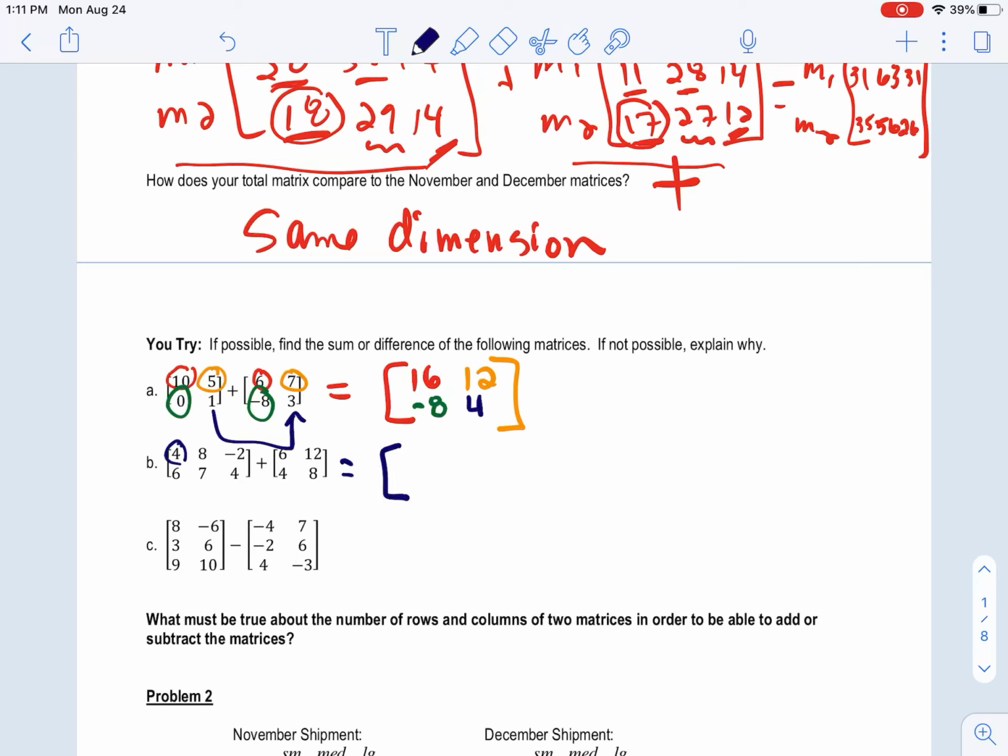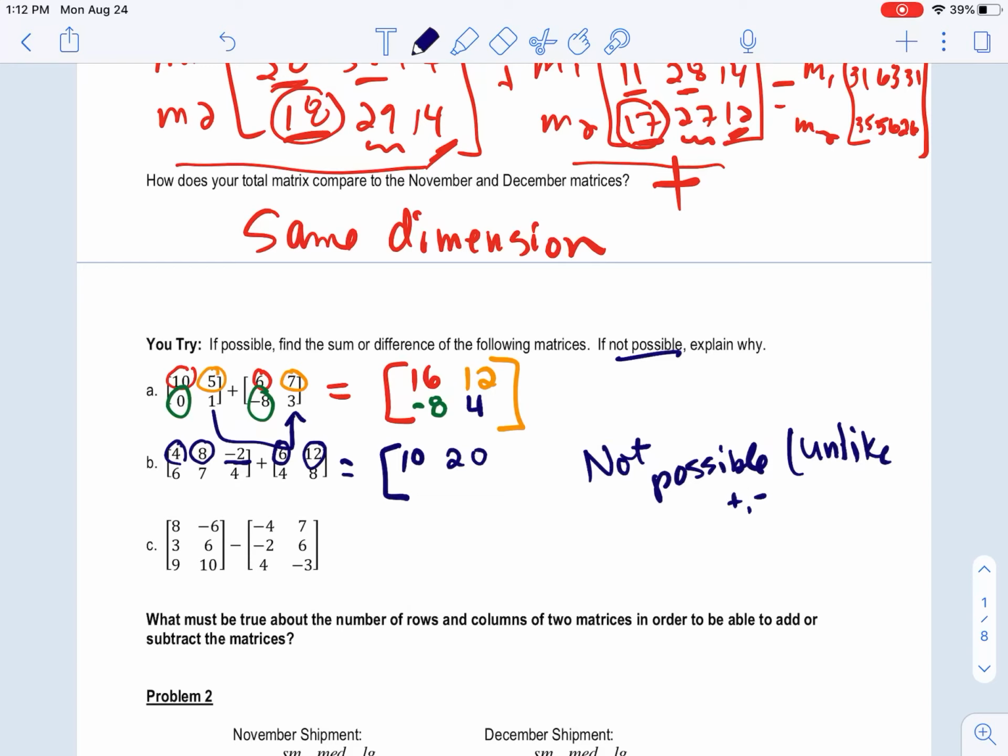Okay, so let's do B. So I've got 4 and 6. Uh-oh, I think I'm going to see a problem here. 8 and 12, that's 20. Now -2. It doesn't match up. This one's not possible from up here because they have different dimensions. You can only add and subtract if they're the same dimensions. So not possible, unlike dimensions. Oops. Thought I drew a circle there. It's not what I was trying. Unlike dimensions, period. It's not possible.